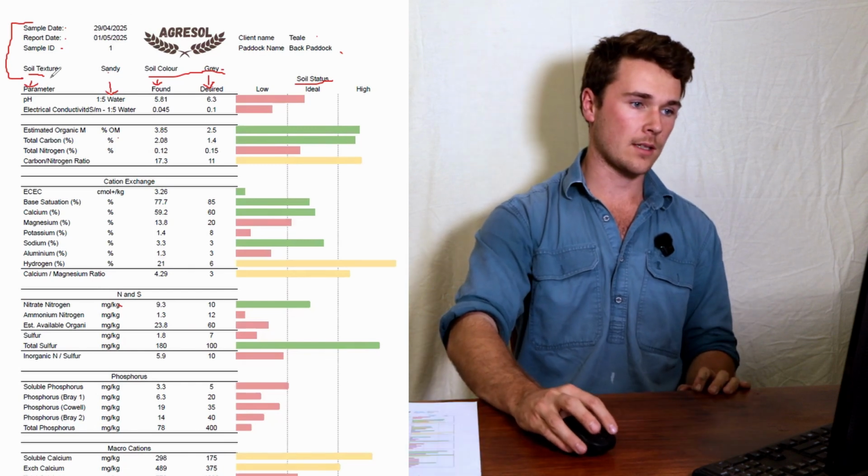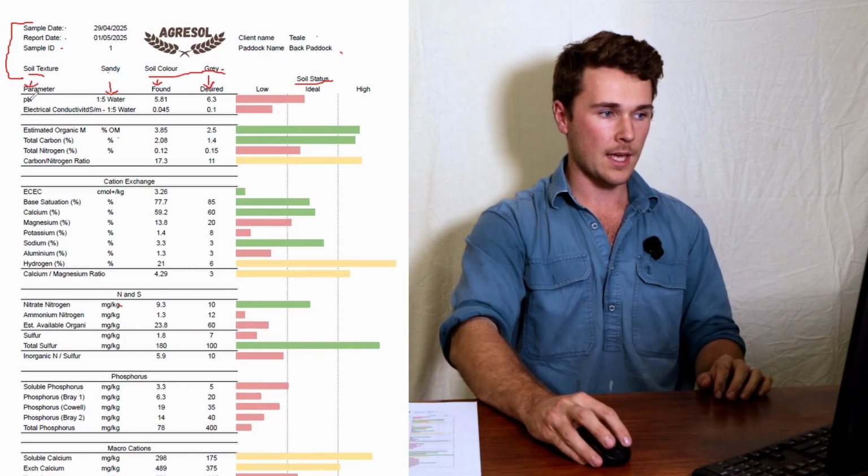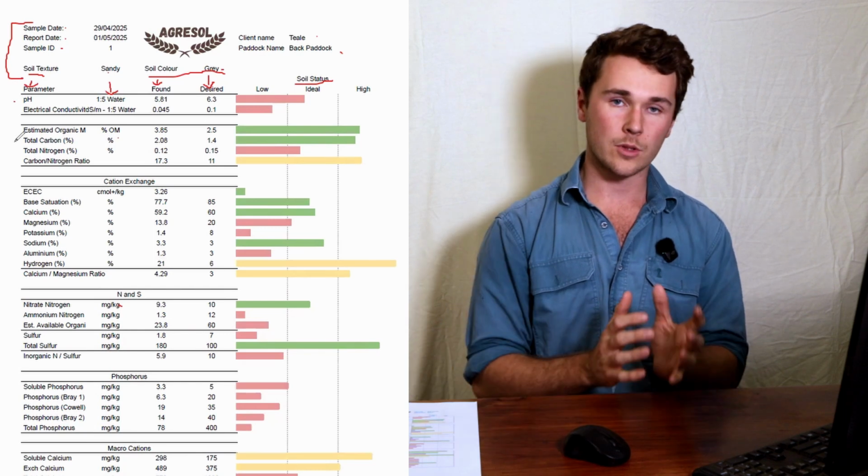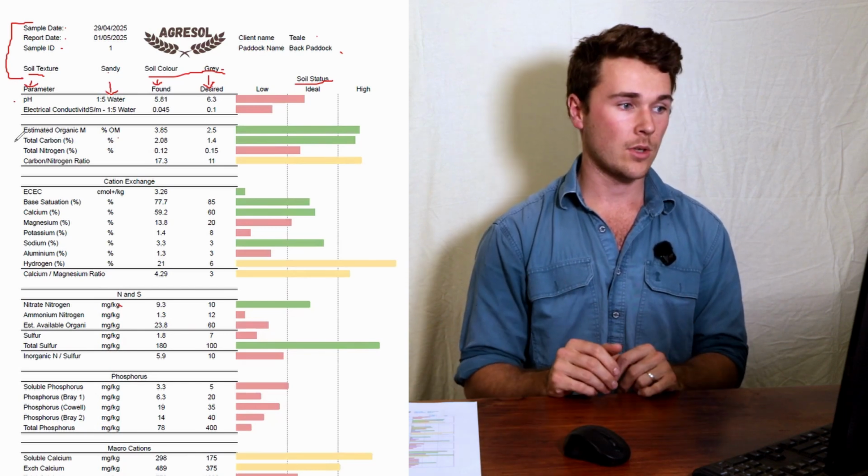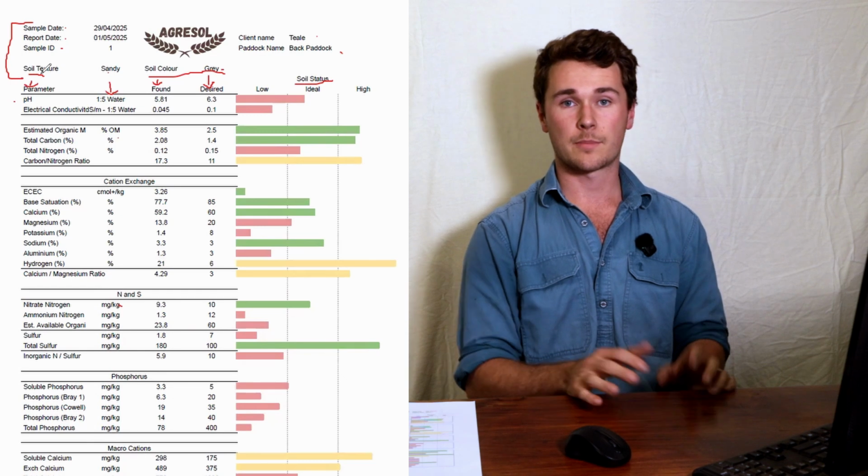Cool, so the very first thing we have on our soil test is pH. pH is a really good chemical property of our soil that tells you so much. It'll tell you whether or not the plant can actually grow in it.